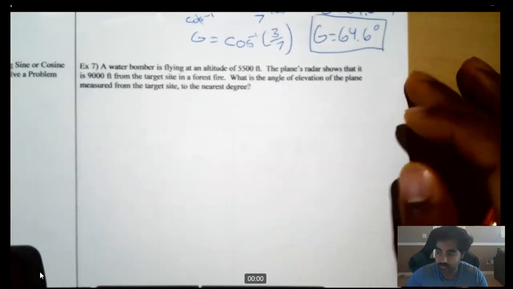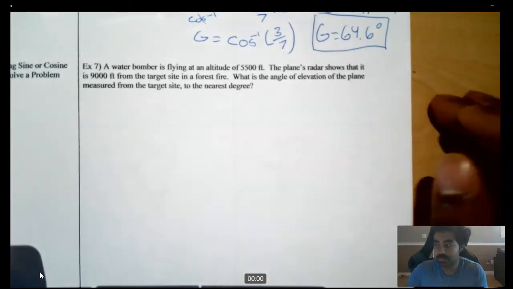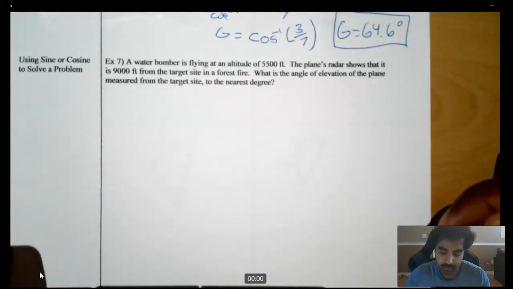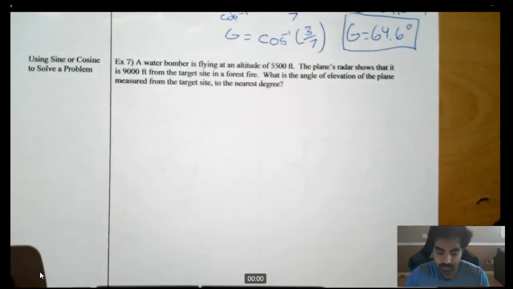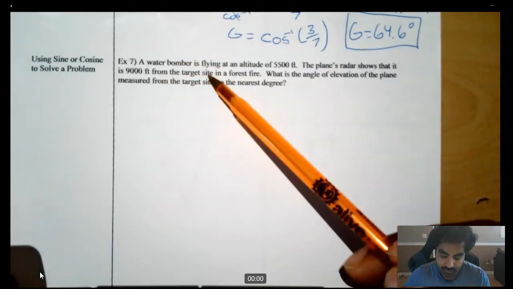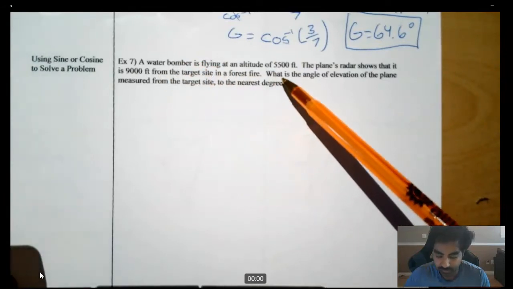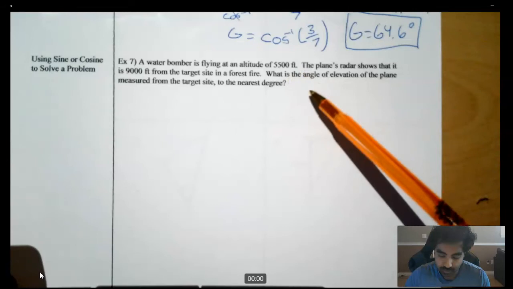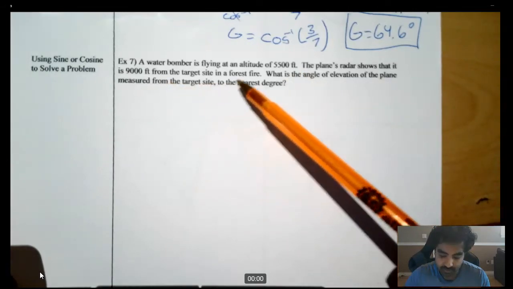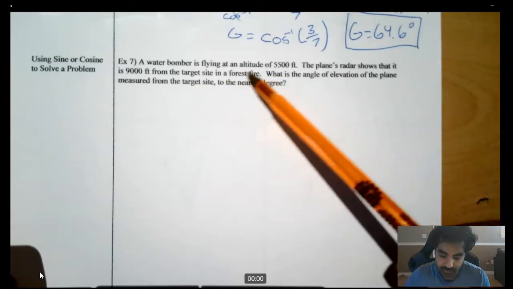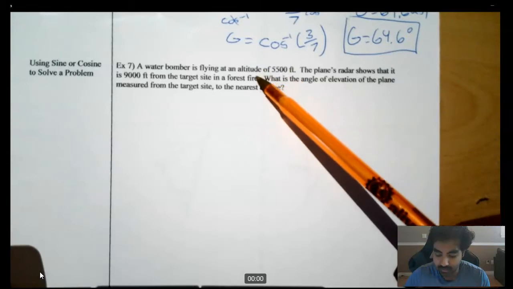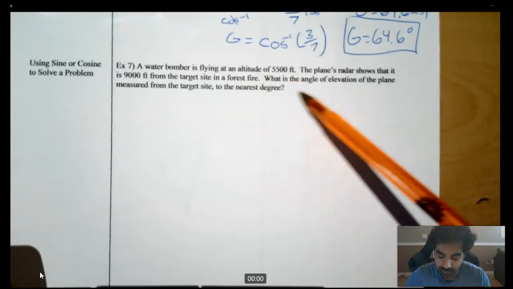Same sort of idea, but this is a word problem. So the only extra step you need to do with the word problems is you're going to have to draw it out. So whenever you see a word problem, draw out the triangle. Okay, so let's read this. A water bomber is flying at an altitude of 5,500 feet. The plane's radar shows that it is 9,000 feet from the target site in the forest. So you've got a plane flying. It says altitude. Altitude means how high it is in the sky. So yeah, what is the angle of elevation?